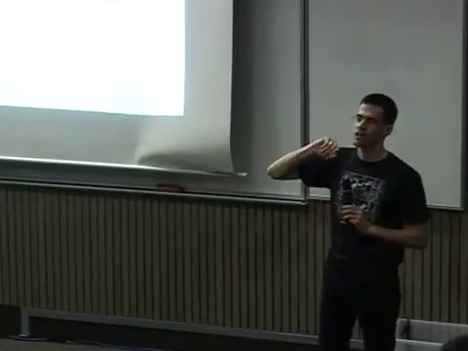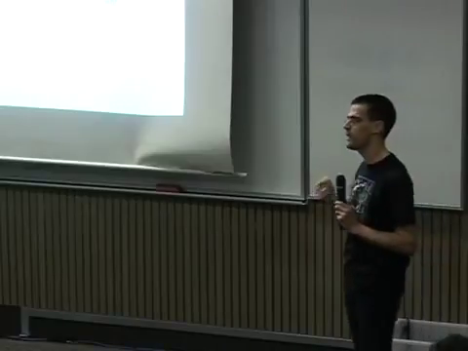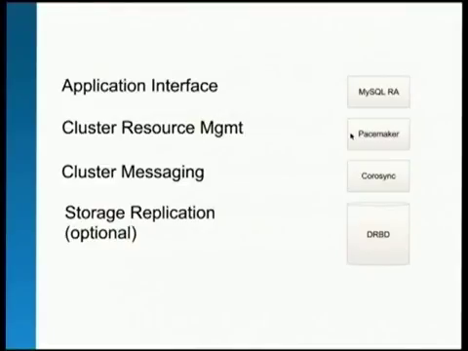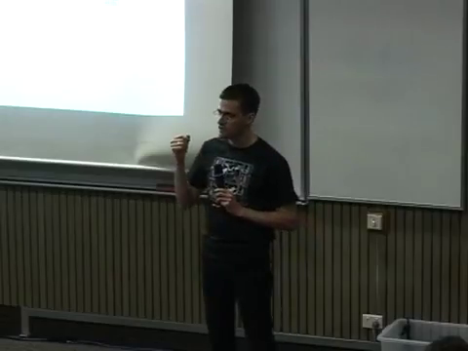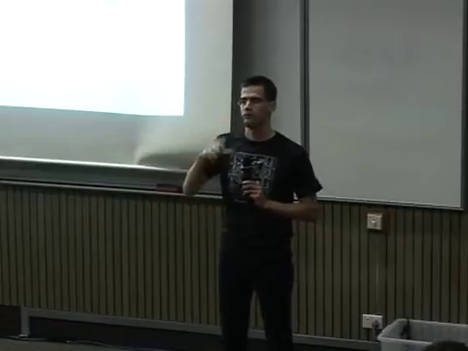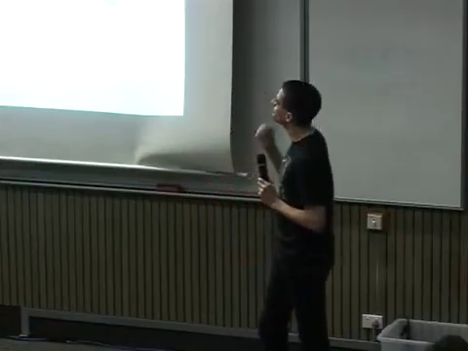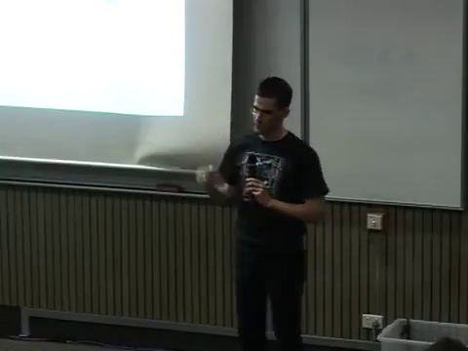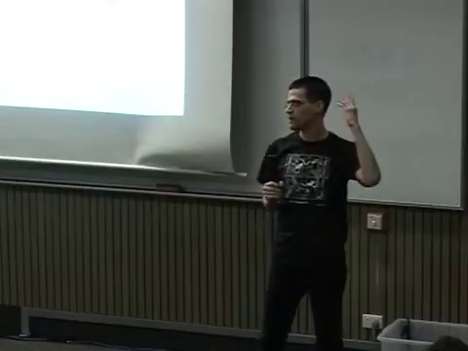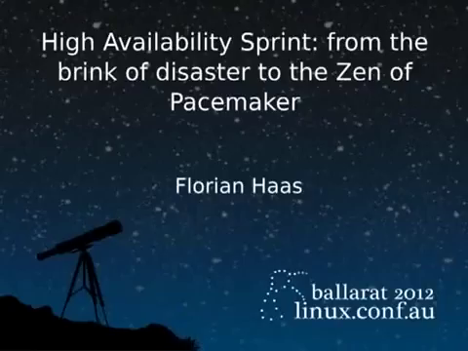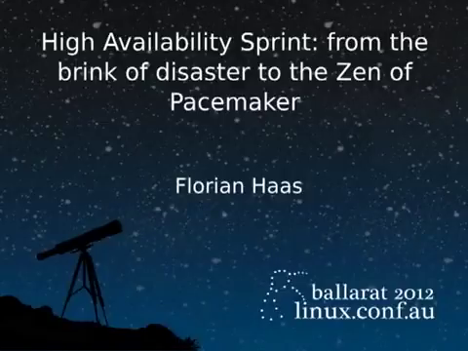The next thing is we've got a cluster messaging layer. That's a reliable message passing layer that we use for nodes to communicate. And it's not just reliable message delivery, but it's also things like establishing the cluster membership, as in what nodes are currently members of the cluster and behaving well. And we also have the establishment of cluster quorum at that layer. On top of that, we have cluster resource management. And contrary to what Karen was complaining about in the keynote, now we have a Pacemaker that actually sprang from the brink of disaster to the Zen of Pacemaker.